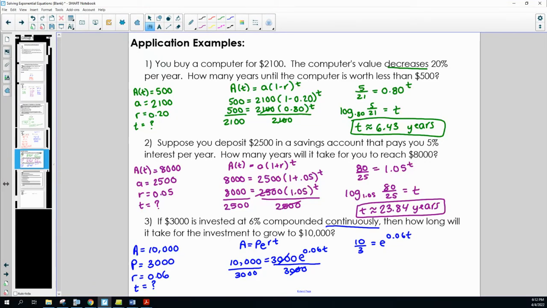Now that the base to the exponent is isolated, I'm going to go ahead and change this to logarithmic form. Because I have an e, I'm using ln. So this will be ln of 10 over 3 equals 0.06t. To get t by itself, we're going to divide by 0.06.